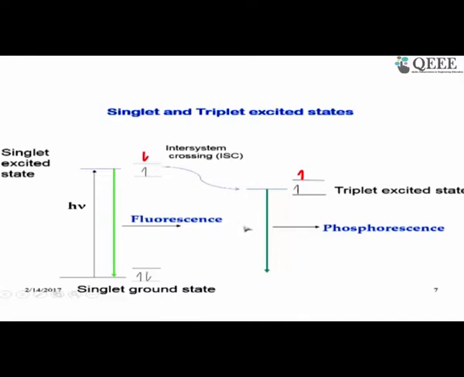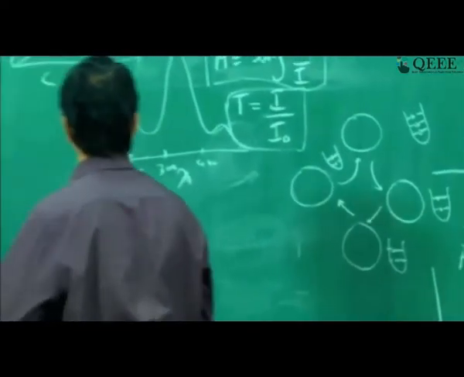So usually textbooks don't show it like this. They will have only one line, with two electrons here, one electron going up, one electron coming here, and it comes back. In what way is this different from the usual Jablonski diagram that you have seen? Can you come to the board? I will explain that difference.